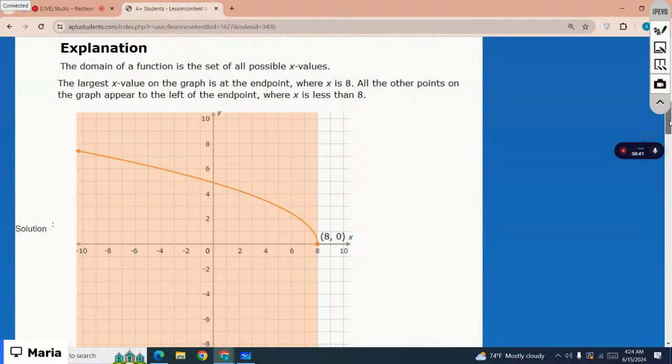The largest x value on the graph is at the end point, where x is 8. All the other points on the graph appear to be the left of the endpoint, where x is less than 8. Got it?